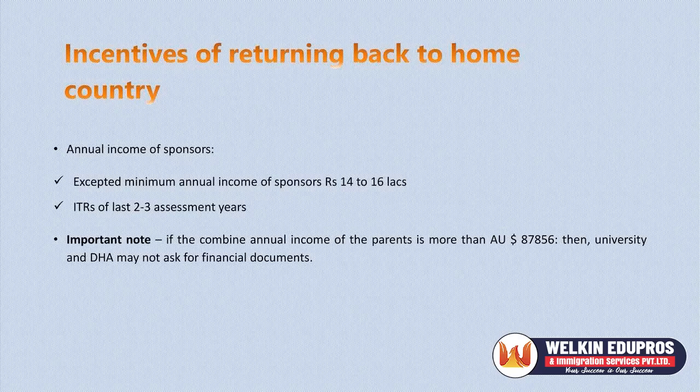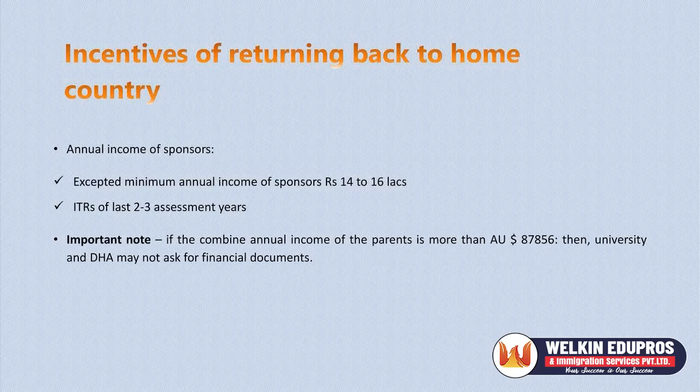That is incentives of returning to the home country. Now, how to check the incentives of returning back to the home country? It will be assessed on the basis of the annual income of sponsors. Note that the expected minimum annual income of sponsors should be from 14 to 16 lakhs, and ITR of the last 2 to 3 assessment years will be asked for.